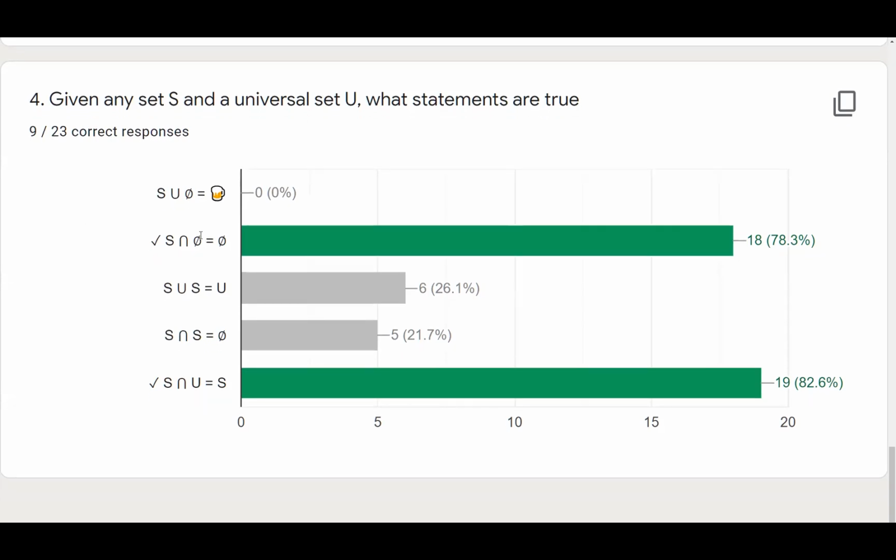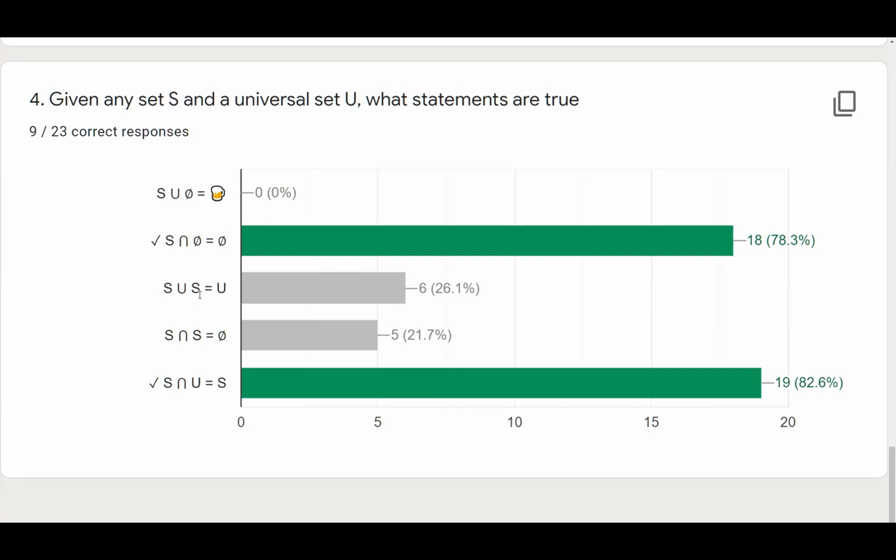S intersection empty set is empty set. So the empty set is nothing. If I take the common element between nothing and anything, there's just no common element. So that's the right answer. So that's true.